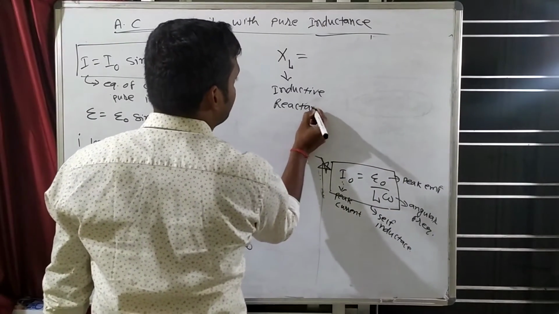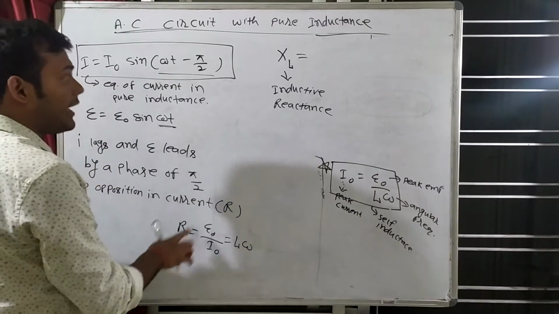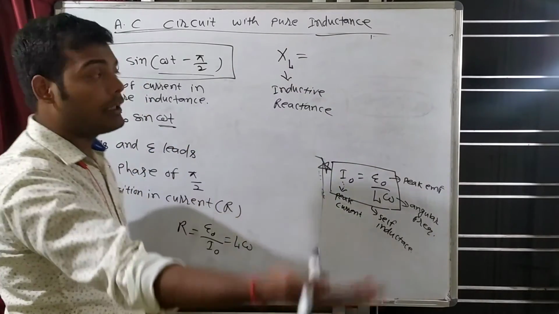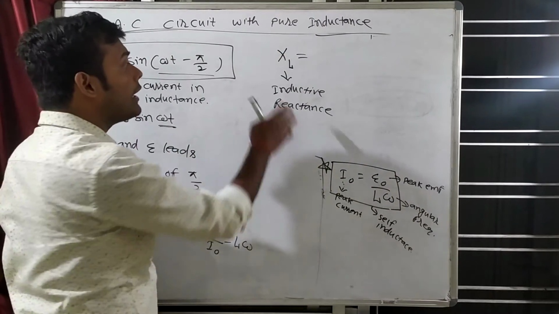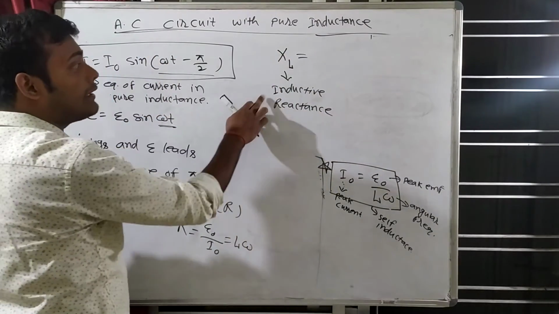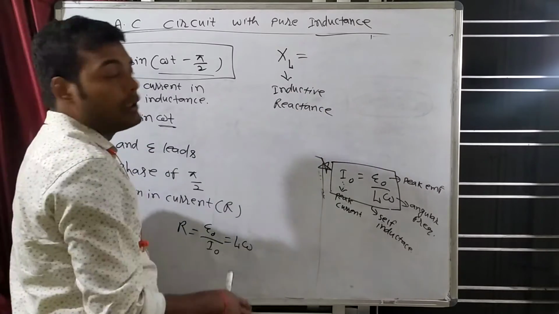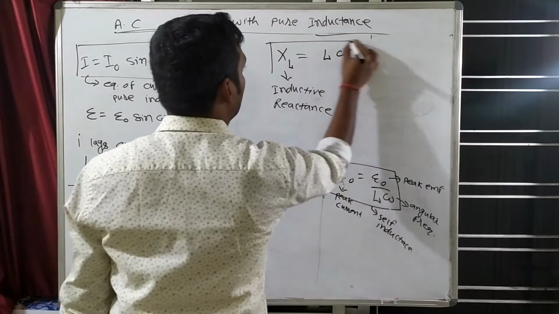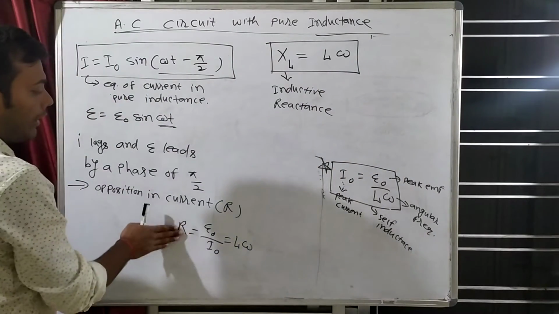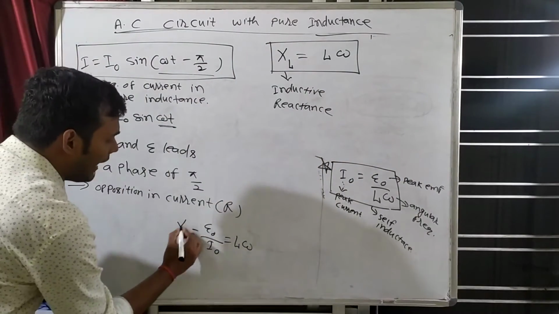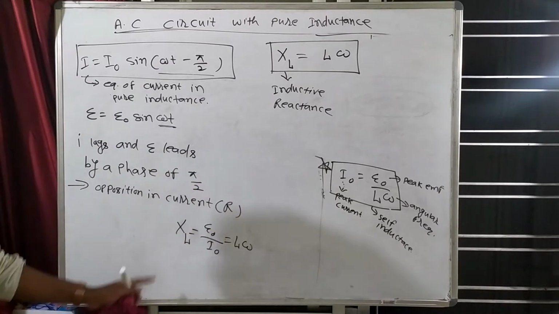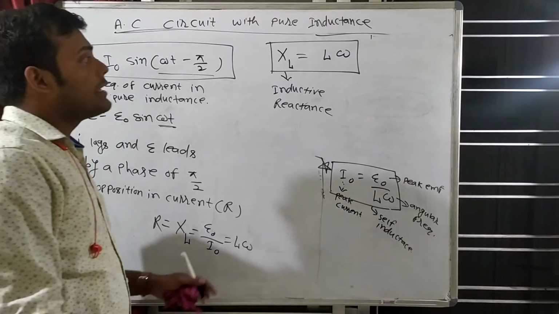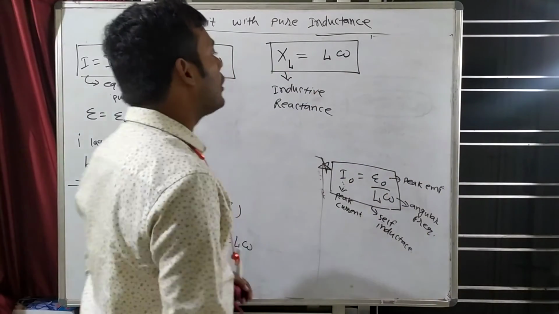Inductive reactance is also a resistance, but it is the resistance in the inductor. So resistance in the inductor is known as inductive reactance. See, the name inductor is coming in inductive. So inductive reactance XL is equal to L omega. Here we will add XL, and XL is also a resistance.